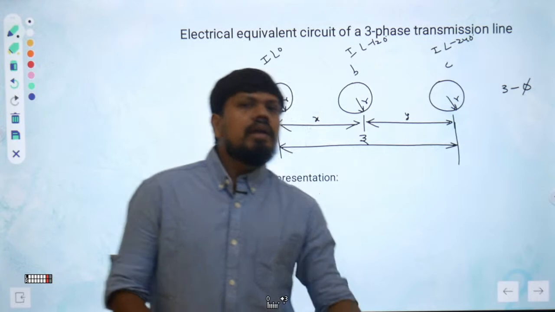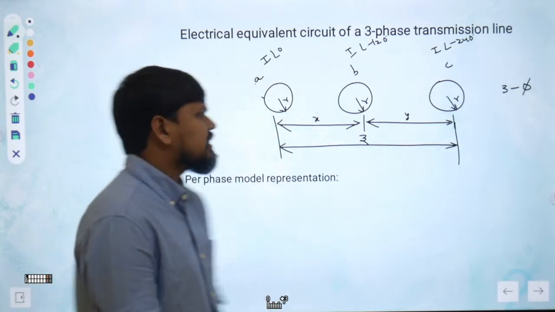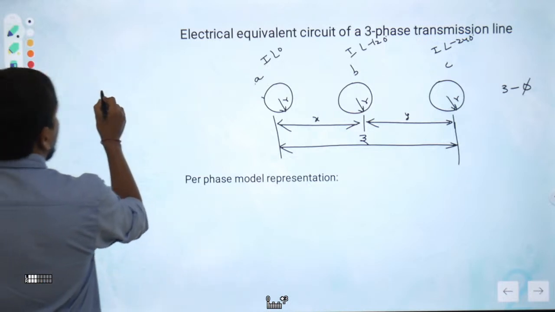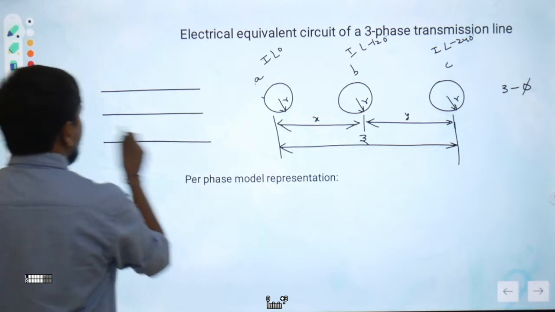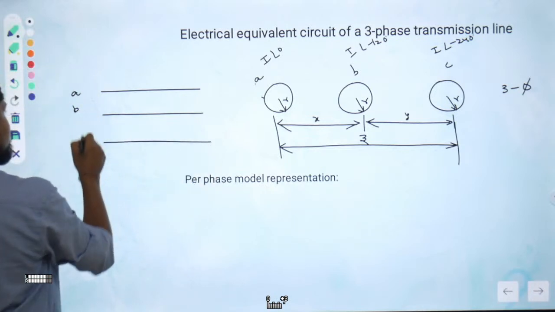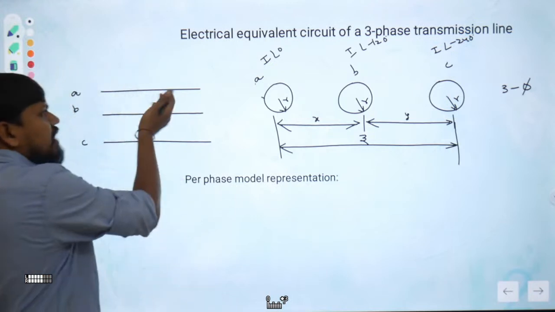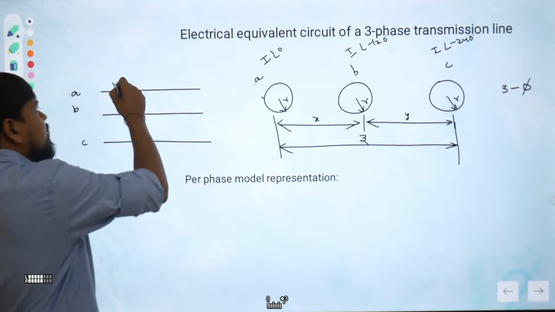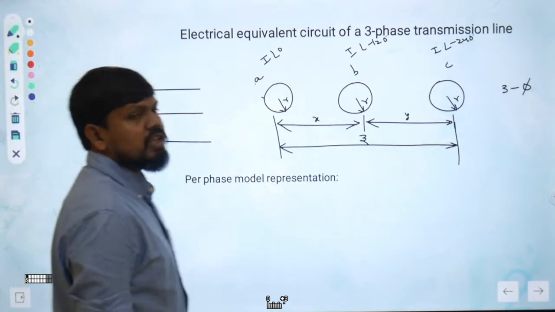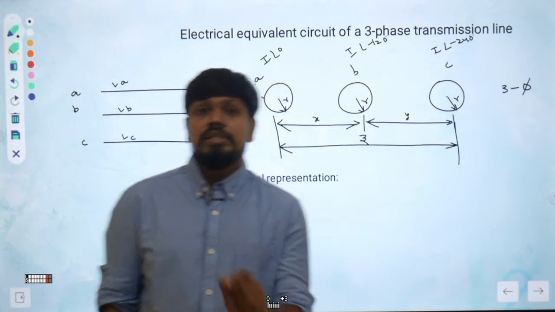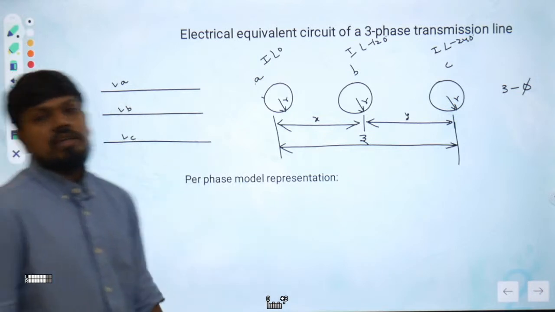Because the self linkages and mutual linkages are different, let's understand. Let's take this as the A phase, B phase and C phase. Every phase will have some inductance, right? This has LA, this has LB, this has LC, which is nothing but self inductance: self inductance of A phase, self inductance of B phase, self inductance of C phase.